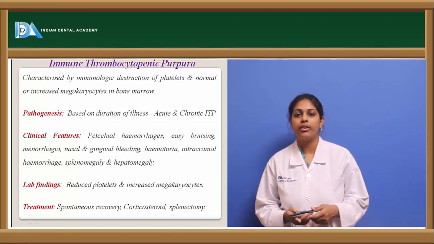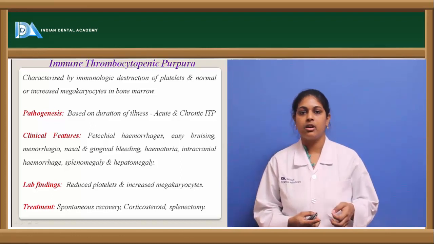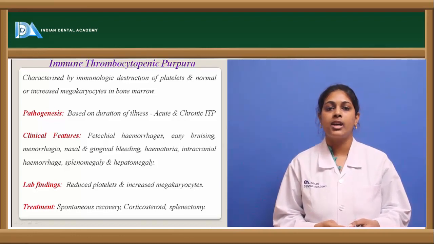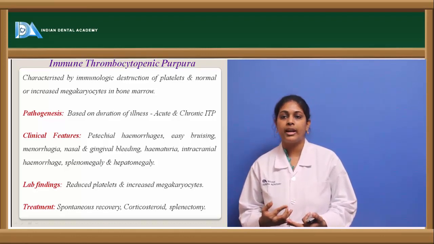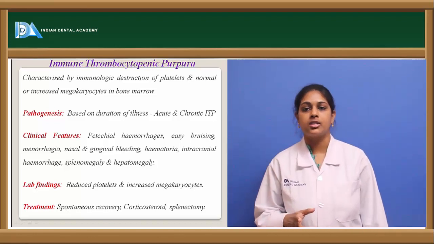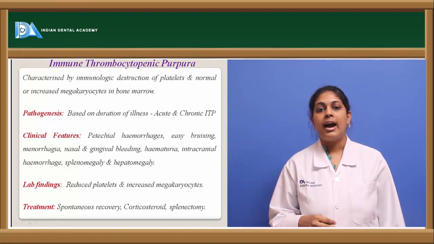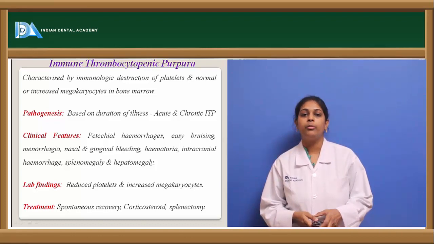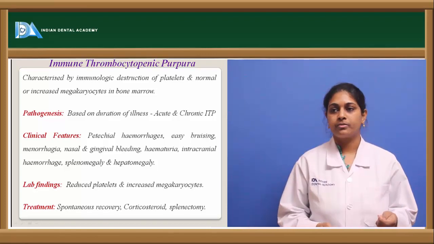In the lab findings, we usually find a reduction in the total platelet count, as it is a kind of thrombocytopenia, and other than that there are increased megakaryocytes because there is a lack of differentiation of these megakaryocytes into platelets, and rather they are persisting or stagnant, resulting in stasis of the megakaryocytes. For treatment, the patient is advised spontaneous recovery and corticosteroid therapy, as well as splenectomy to remove abnormal platelets, that is, immature megakaryocytes.